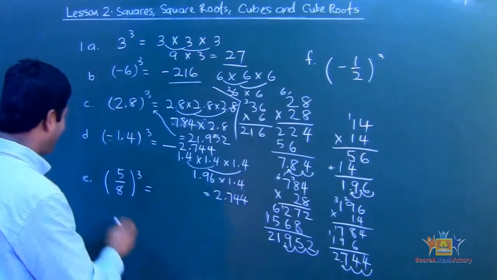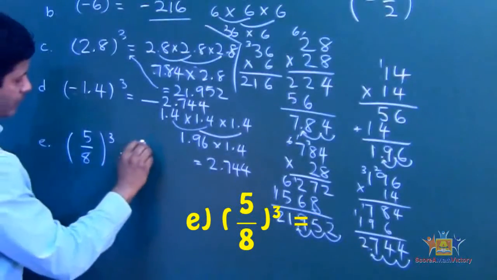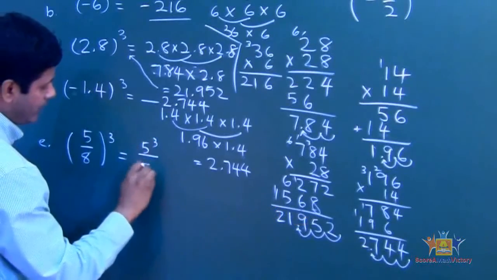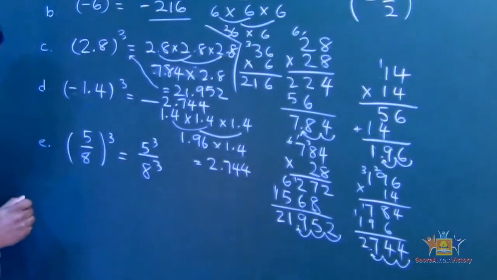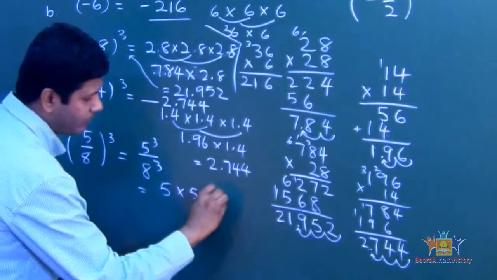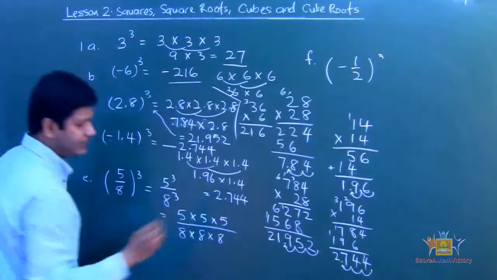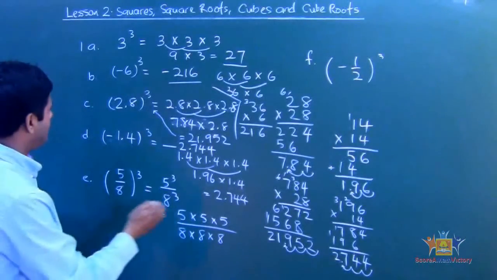All right, now let's look at problem E. Now there's a fraction here, okay? This also means 5 over 8, to the power of 3. See that? That means what? 5 times 5 times 5 over 8 times 8 times 8. Right there. So we're going to use the pairing method, okay?